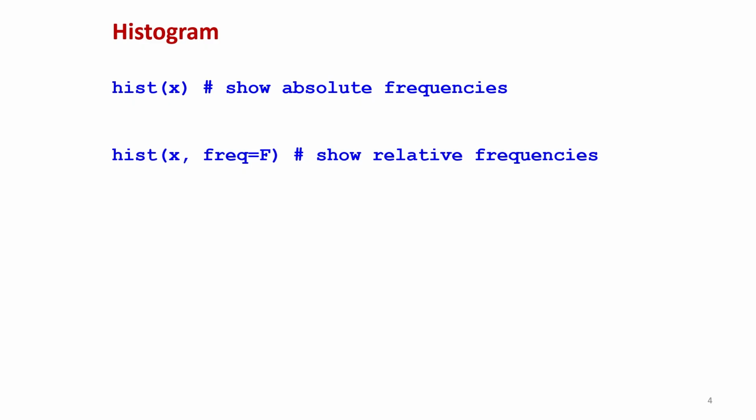We have the command hist, H-I-S-T, and inside this, X, you have to give the data vector. You don't have to give the frequency, or use the table command. This will give us the histogram in terms of absolute frequency, and if I use the option freq, all in lowercase, equal to false, then this will give us a histogram of the data in the X data vector with respect to the relative frequencies, right.